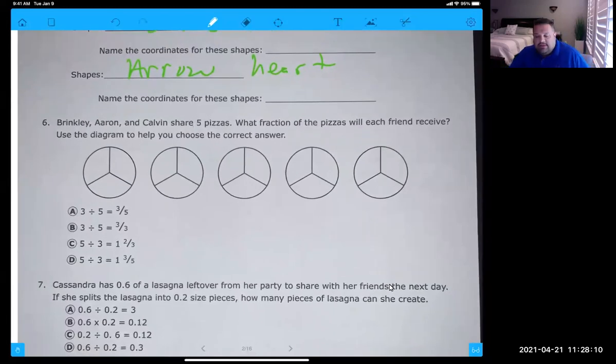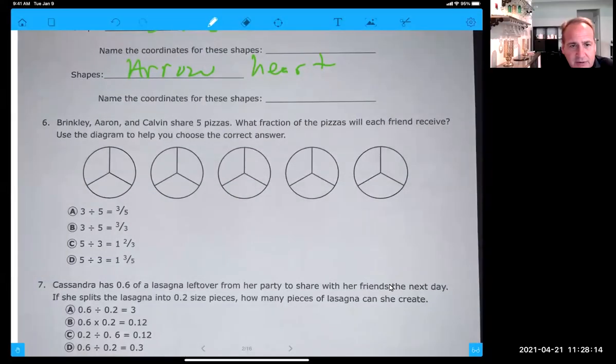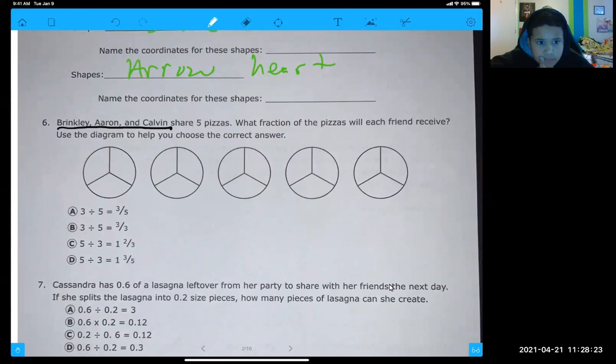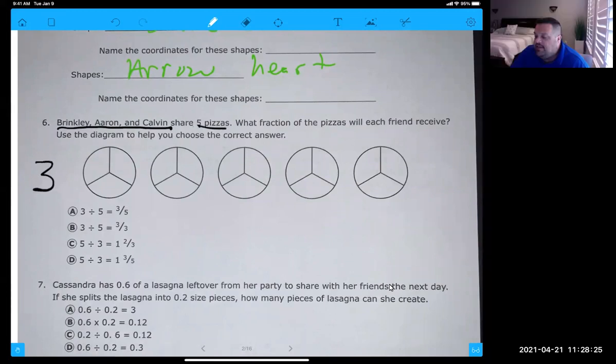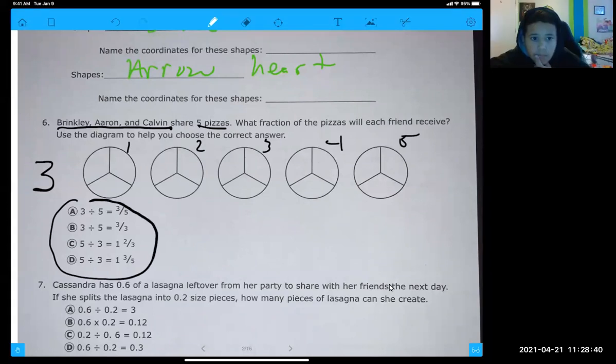All right, everybody pause and do number 6. What is it? All right, guys. Number 6 is saying Brinkley, Aaron, and Calvin. How many people is that? 3. Got it. 3 people share these pizzas. How many pizzas are there? 1, 2, 3, 4, 5 pizzas, right? So it wants us to use the diagram to select the correct answer down here. Now, when we look, they're all division, right? But now let's look at the answers.